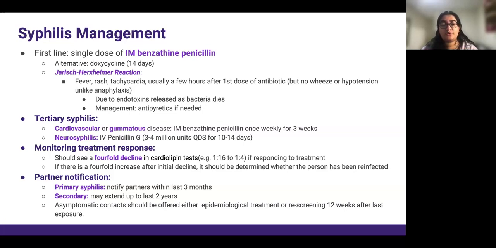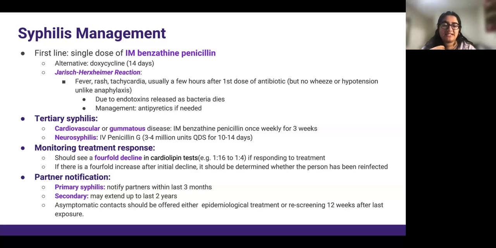look at the non-treponemal specific tests, like the cardiolipin test, and check for a 4-fold decline. So it should go, for example, from 1 to 16 to 1 to 4. If it doesn't decrease by 4-fold, you could be thinking whether that person has been reinfected, or if they're taking a longer course of penicillin, are they potentially not being compliant, etc.